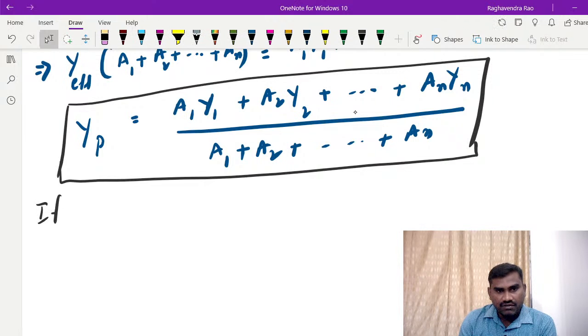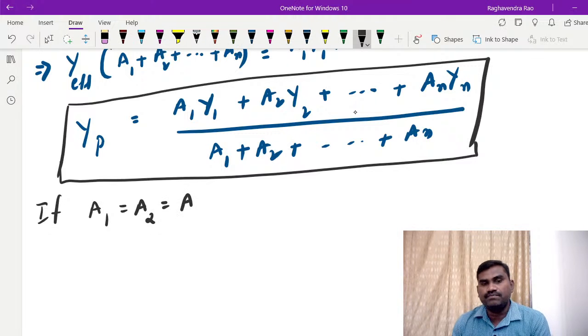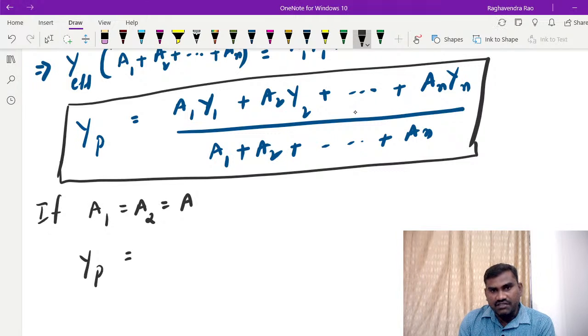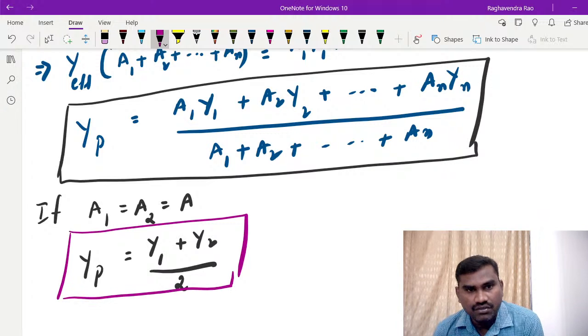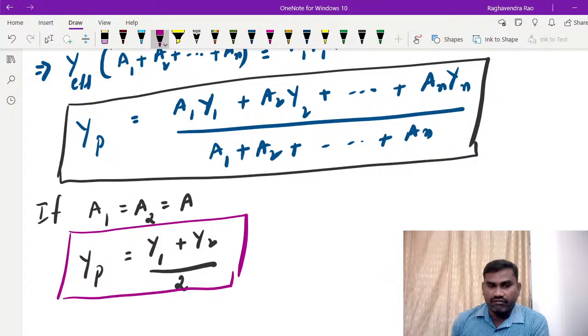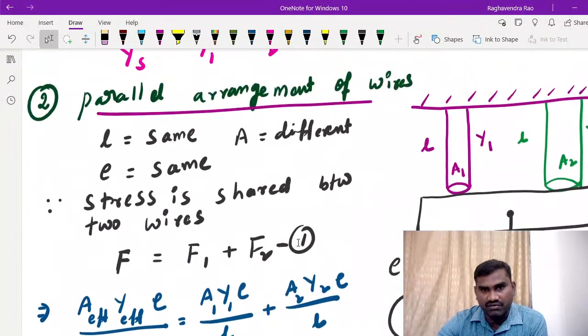Now, if the area of cross section A1 is equal to A2 is equal to A, then Y effective is equal to, this is A, this is A, this is A plus A to A. That means A gets cancelled. Then Y1 plus Y2 by 2, in the case of two wires. So this is the expression for effective Young's modulus in a parallel combination or parallel arrangement of the wires.